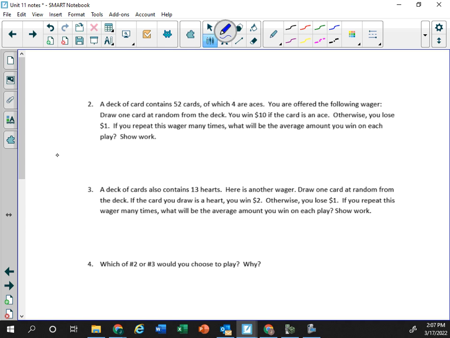Otherwise, you lose $1. If you do this over and over and over, what will the average amount you win or lose on each play equal? Like, what's the expected value here? So long term. So you're playing this game over and over and over. You're drawing a card, put them all back together, draw a card, put them all back together.